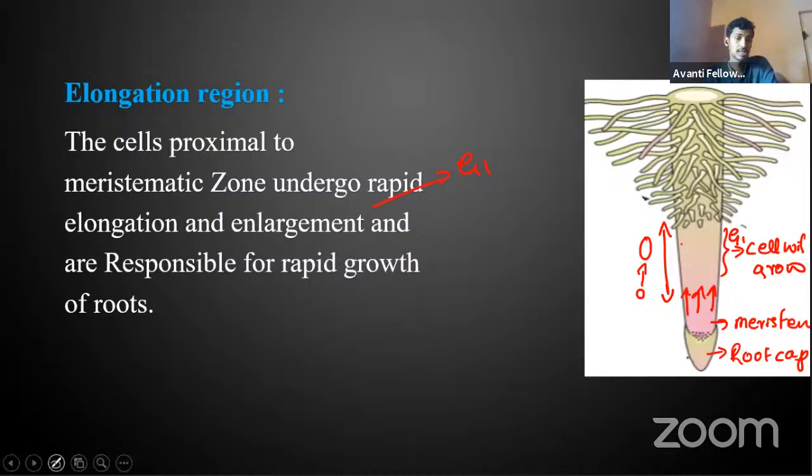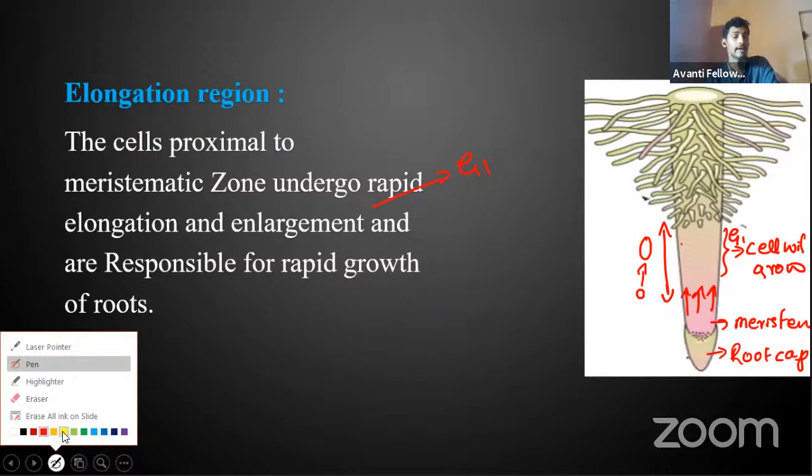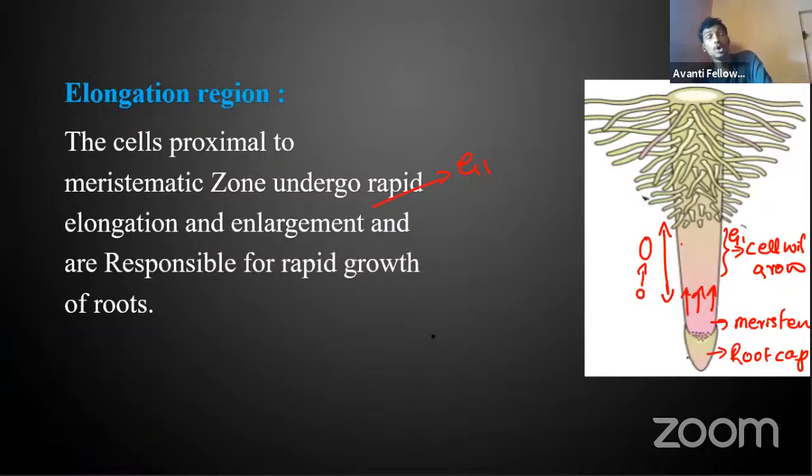Some of the roots can also grow several centimeters within a day. That much elongation is happening, that much growth is happening in a single cell, when the conditions are very good. So proximal means near and distal means far away. So that much elongation will happen.